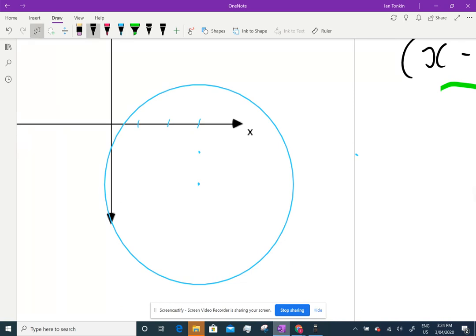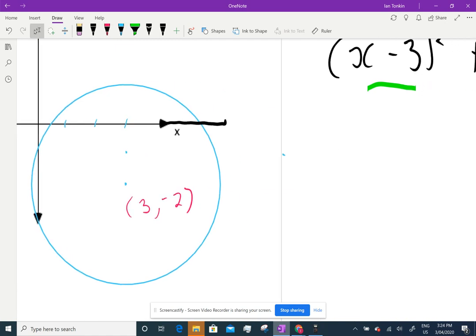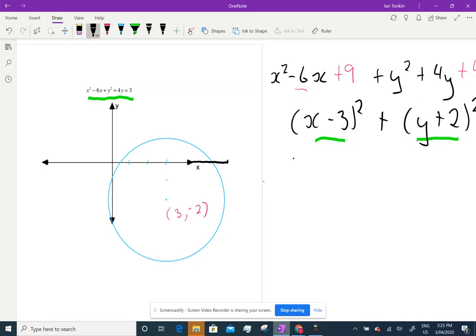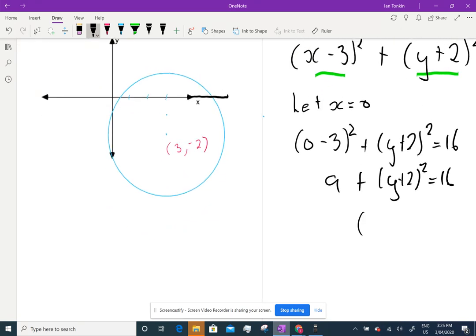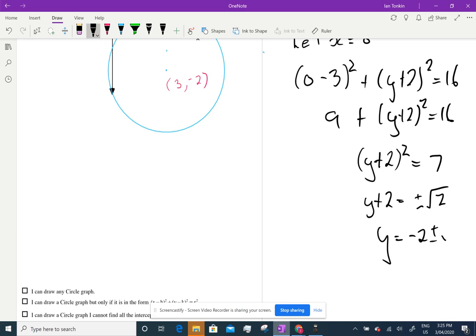Now, we have to find where it cuts the x and y axes. Excuse me. So we've got our centre, which is 3 and negative 2. And we need to find the intercepts. So I'm going to let x equals 0, and I get 0 minus 3 squared plus y plus 2 squared equals 16. 9 plus y plus 2 squared equals 16. I'm going to go really fast now. Subtract the 9, y plus 2 squared equals 16 minus 9 is 7. Square root it, y plus 2 equals plus or minus root 7. So y equals negative 2 plus or minus root 7.